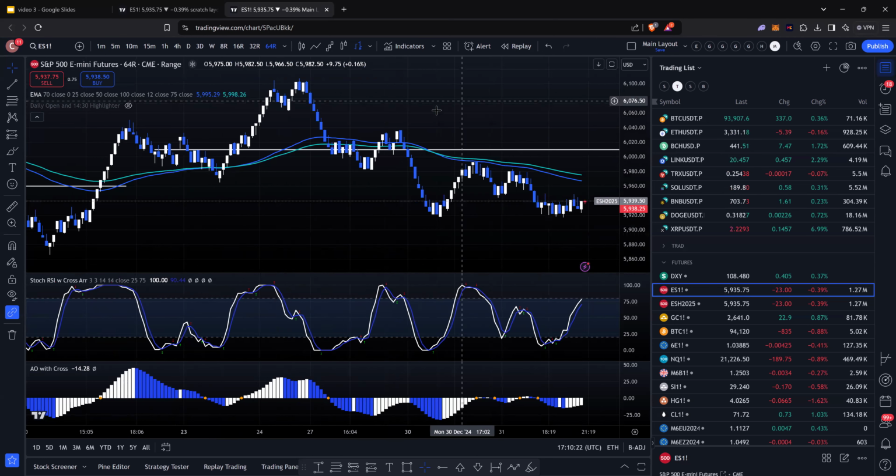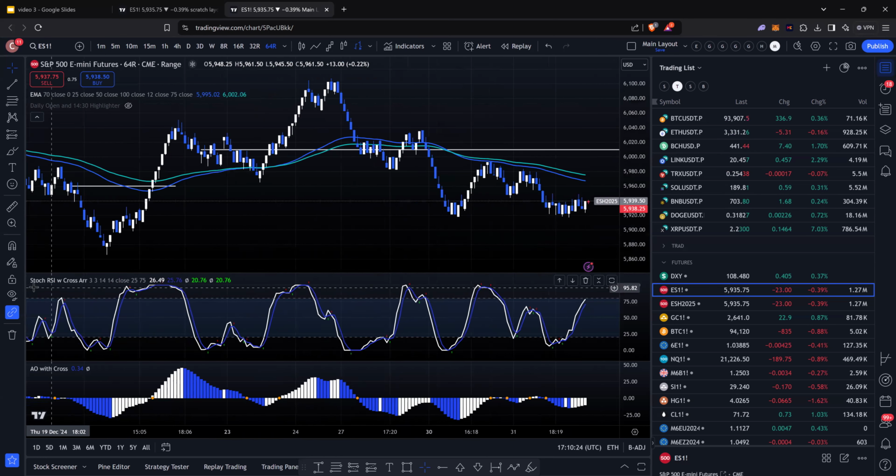Then down here we have a stochastic RSI indicator, which is a momentum indicator. As price cools down or sells off, we go to the oversold area, which is down at the bottom, and then overbought is up at the top. Momentum essentially is price movement over time, so it gives you another aspect to look at.